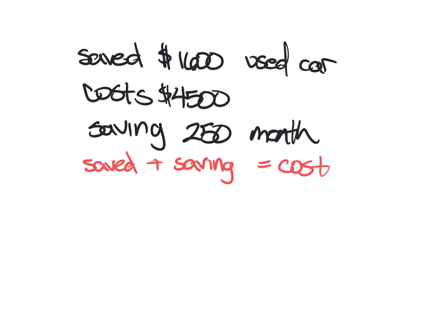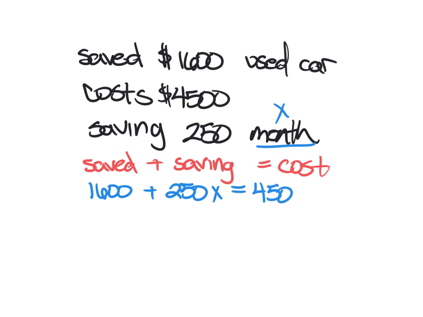Okay, we have saved $1,600, and we're saving $250 a month. We don't know how many months. That's what we got to figure out. So we're going to put x, and that's going to equal our cost, $4,500. So that's the first thing you need to put in the first box. Okay, no spaces. The x is lowercase. So I type in 1600 plus 250x equals 4500.